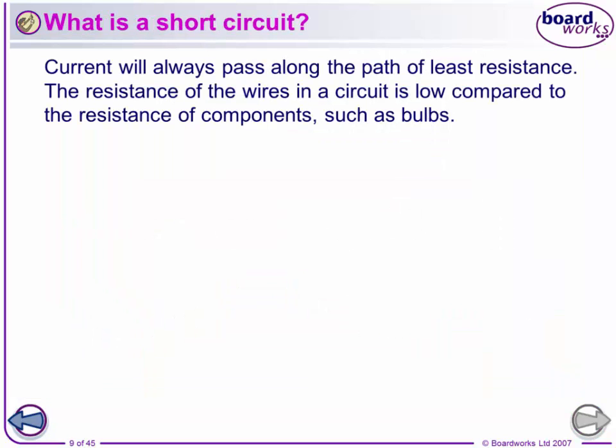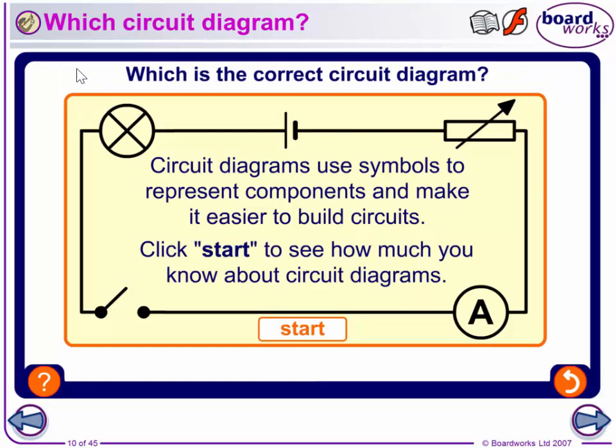Current will always pass along the path of least resistance in a circuit. Okay. There are things that have more resistance than others. The ones with very, very high resistance would be insulators, non-conductors, so they would not conduct electricity. So with the symbols here, you can draw the circuit diagram.